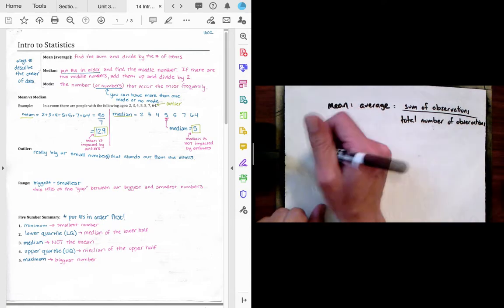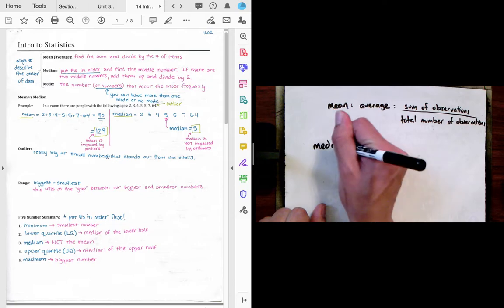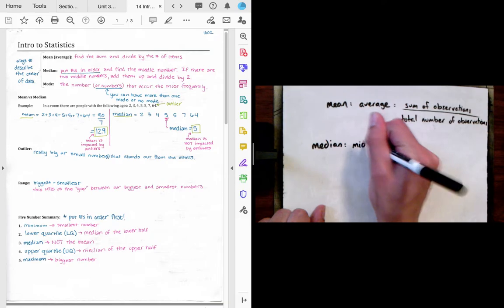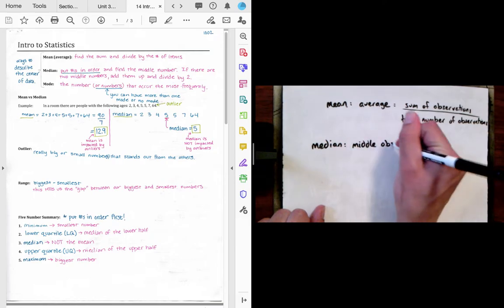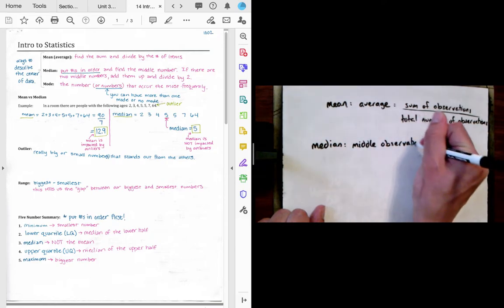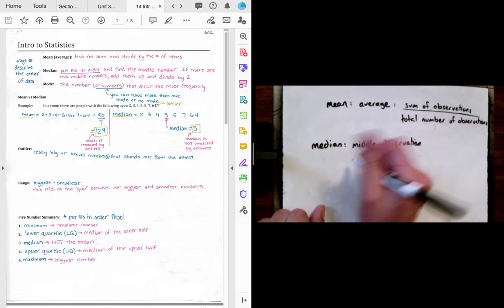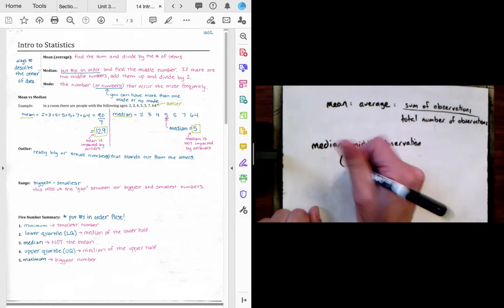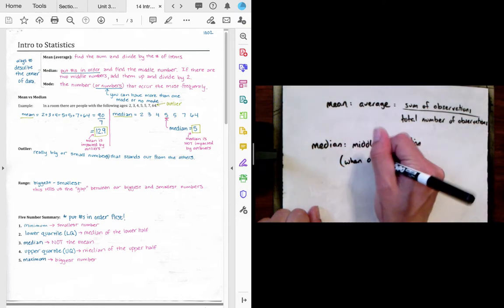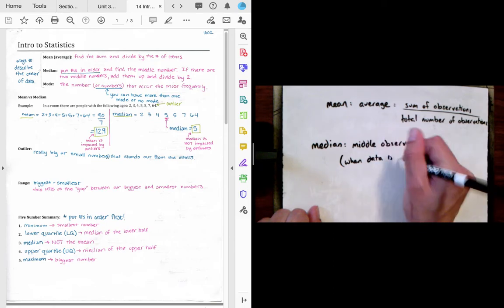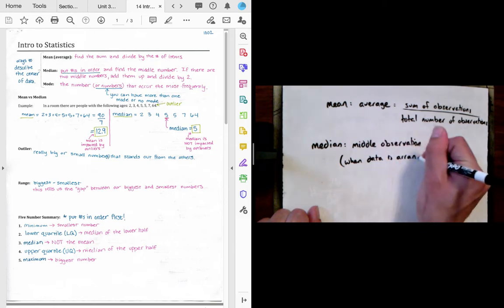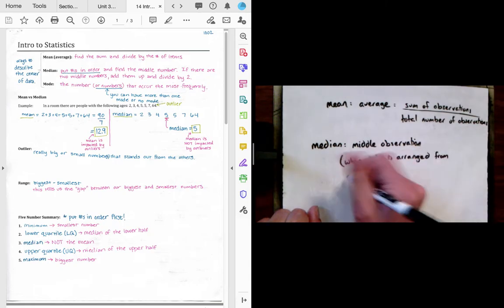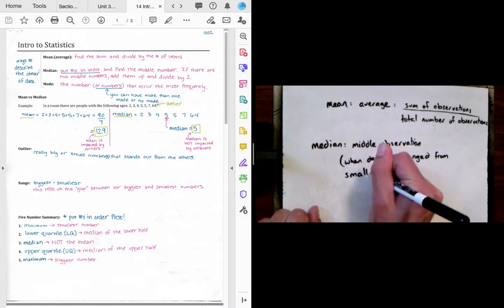Another way that we can find the middle is what's known as the median. The median is the middle observation. One important note to keep in mind about the median, though, is it's the middle observation when data is arranged from greatest to smallest or vice versa. I'm going to just put from smallest to largest. That's usually what we use.